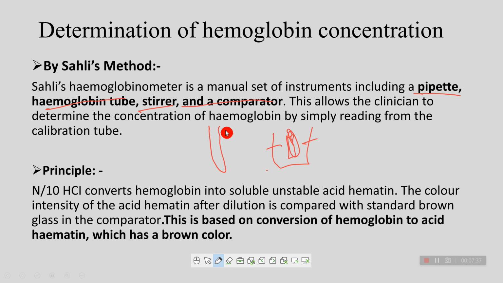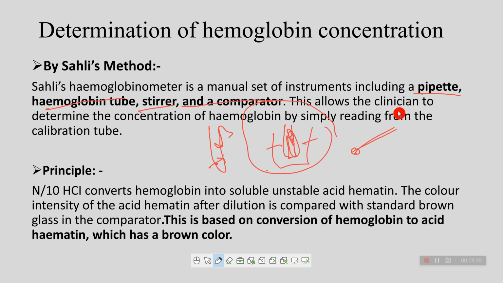A glass tube is there in which we take our blood sample and the reagent. Then after taking the blood sample, we put this glass tube here. This box is called the comparator box. This is the hemoglobin tube, and a stirrer rod, a glass rod, is used for stirring the samples in this glass tube. So this is the Sahli's hemoglobinometer.